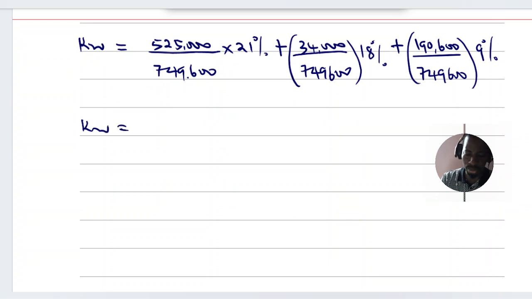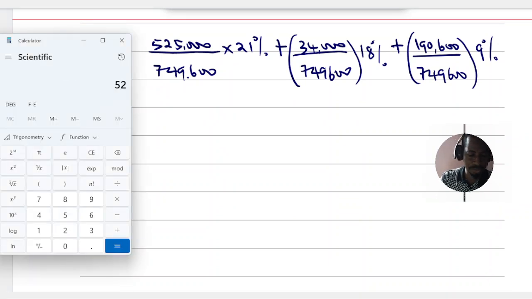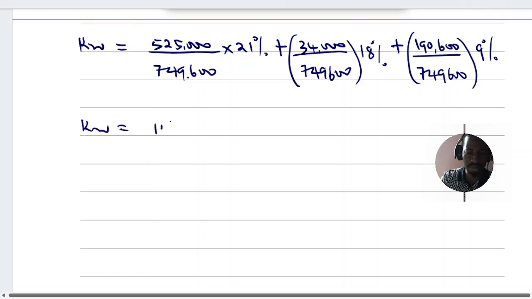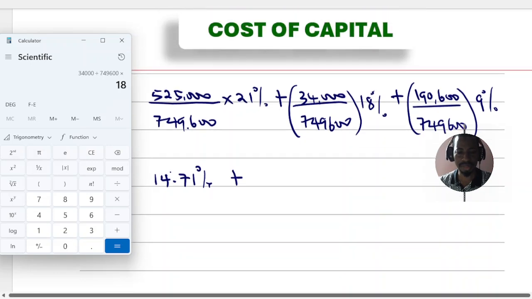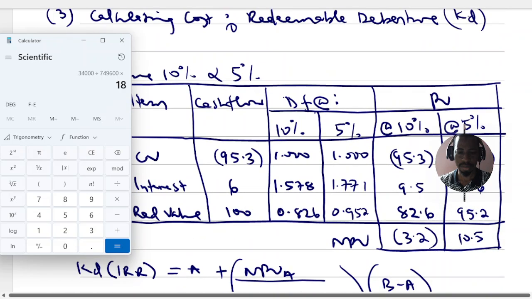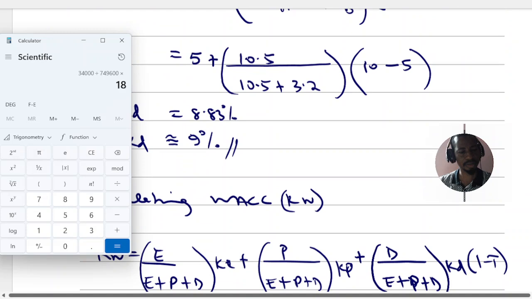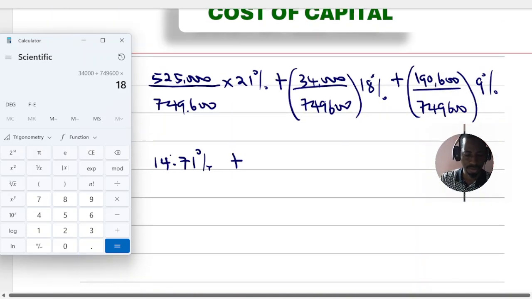Therefore, the WACC will be equal to, bring out your calculator, 525,000 divided by 749,600, equal, multiply by 21, equal, that's 14.71%. Plus 34,000 divided by 749,600 multiplied by 18, my cost of preference share. Let me confirm first. Yes, it's 18%, correct. Okay, because you need to be sure.